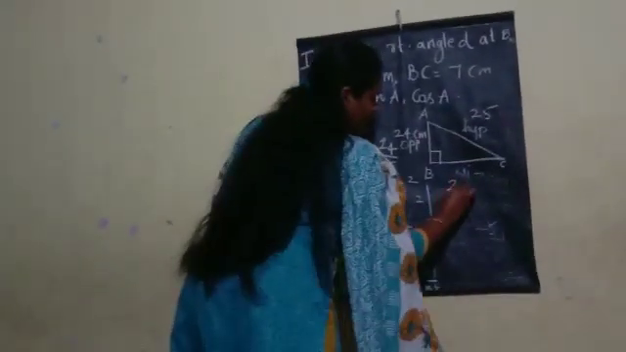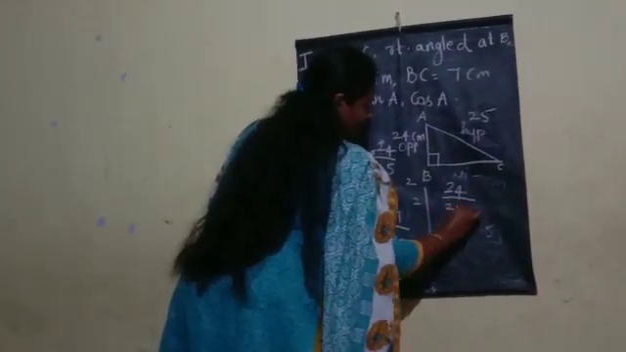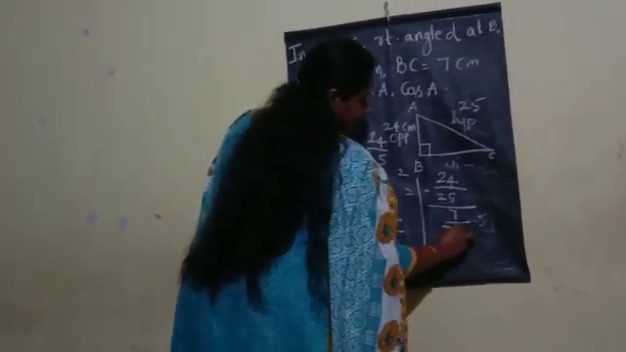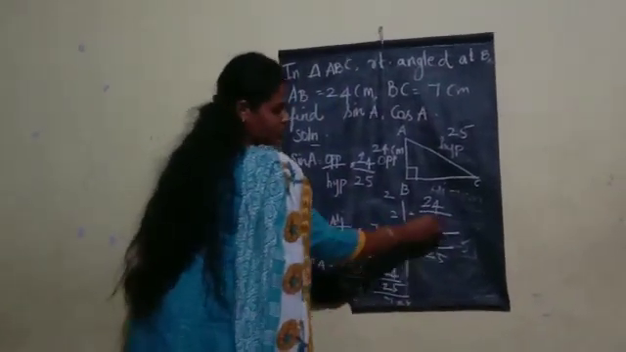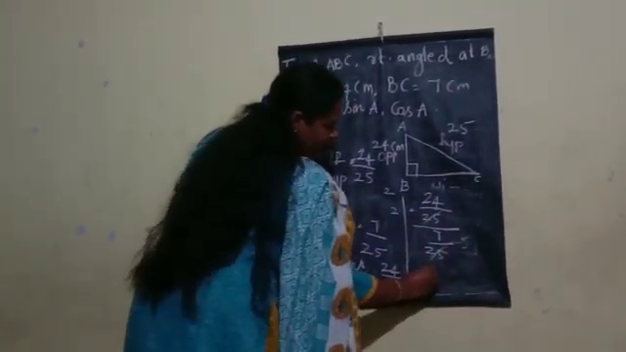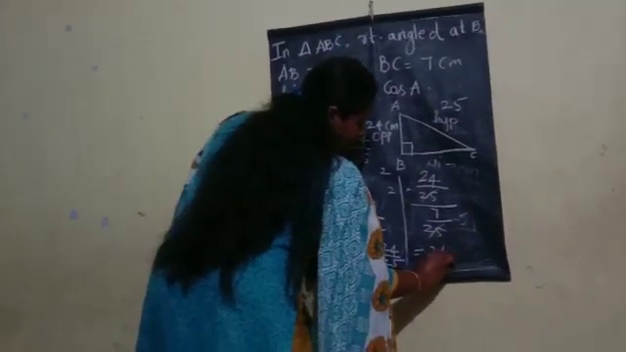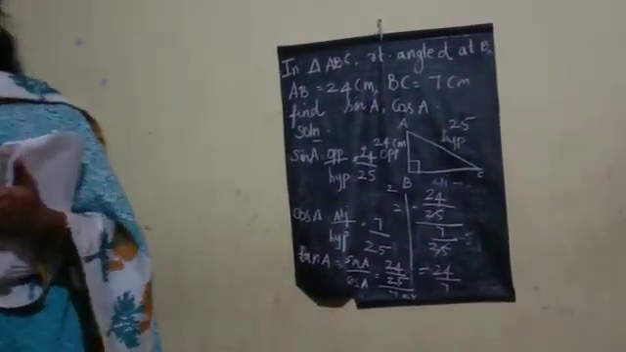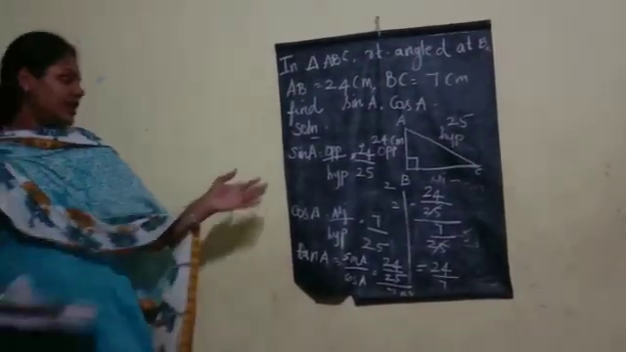So what are we getting? 24 by 25, by 7 by 25. See, the denominators are common for both, so we can cancel them. So we get the value of tan as 24 by 7. So this is the value of tan. So this is the way you must find the values of sides.